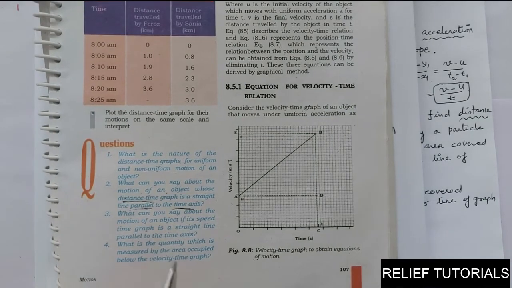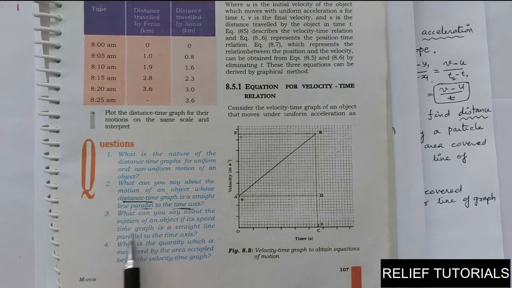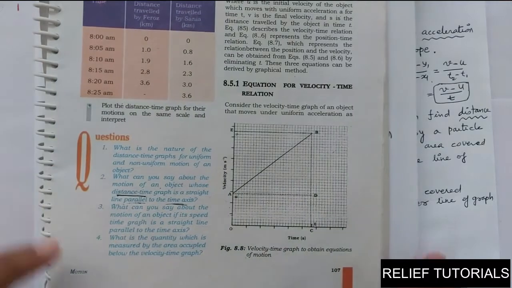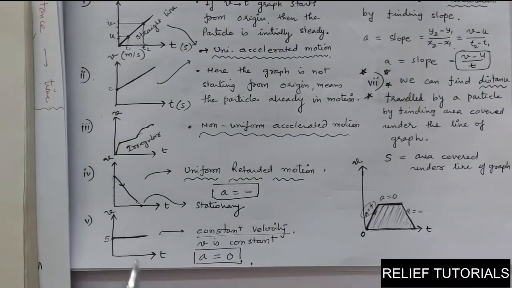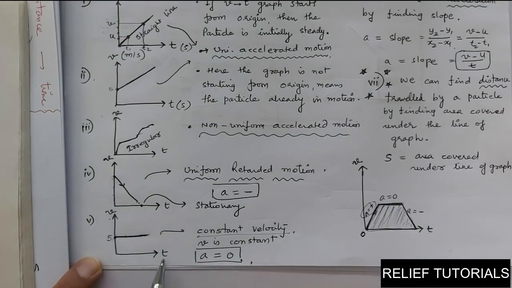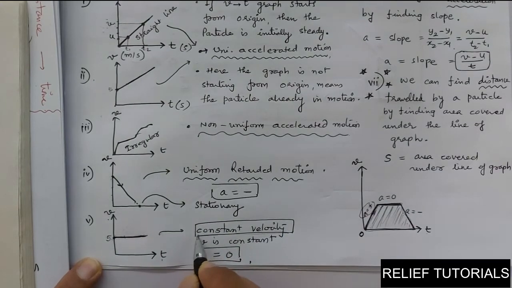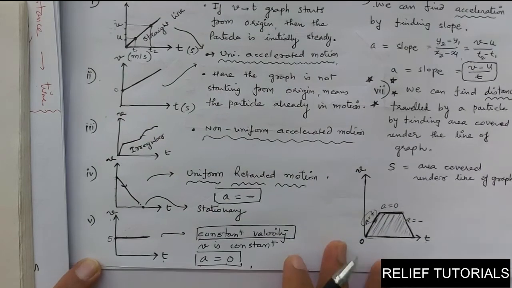Very easy. Third one. What can you say about the motion of an object if its speed versus time graph is a straight line parallel to time axis? Speed versus time graph means velocity versus time graph. If the speed versus time graph is a straight line parallel to time axis, the particle moves with constant velocity, means its velocity is constant and acceleration is 0.